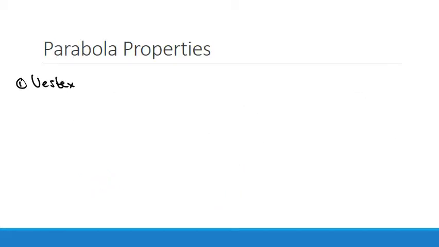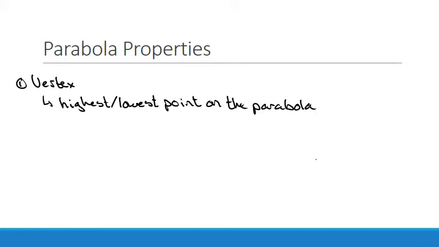Okay, let's focus in on the parabola now. It has some properties I want to discuss with you. The first is a vertex. So what is a vertex? Well, it's the highest or lowest point on the parabola. Now, what would that look like? So I'll draw myself a parabola.